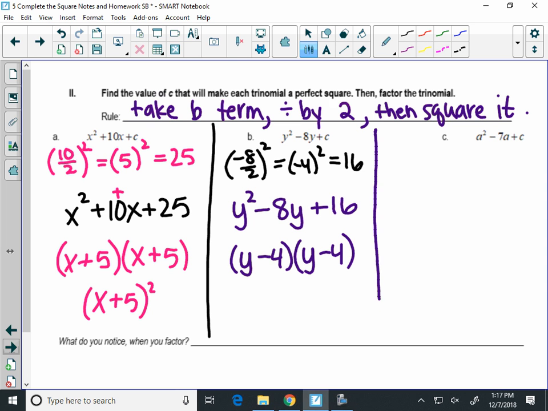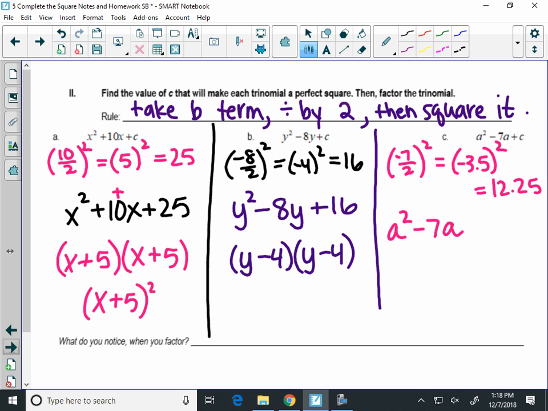The last one's not so nice, but it still won't take very long to do. You might want a calculator, though, for it. I have to take the middle number, -7, divided by 2. What's -7 divided by 2? -3.5 squared, which is 12.25. Okay. So you're going to end up factoring a squared minus 7a plus 12.25, which is not very pretty, but you should be able to guess, based on the pattern and the other two, how this is going to factor. And if not, we'll tell you what the pattern is. What do you think should be after the a's?